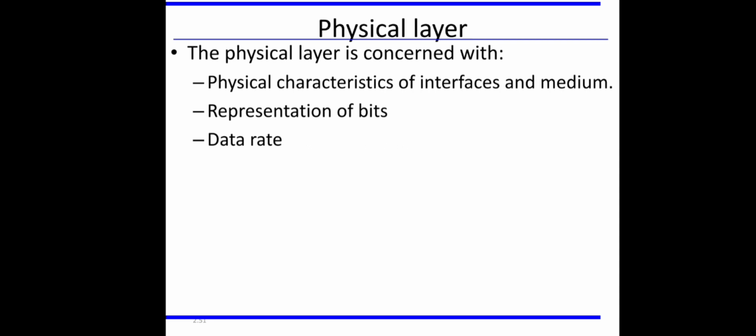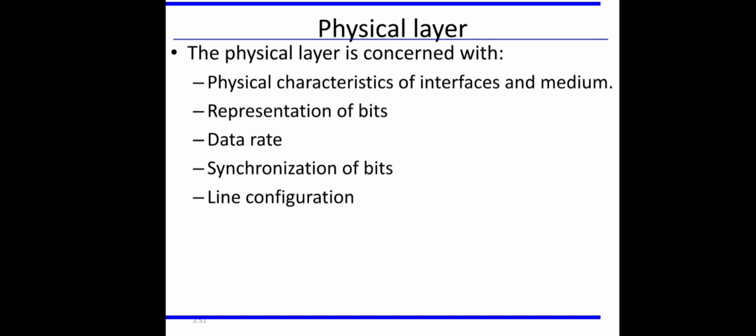How much data, or what is the rate of data that can be transmitted, is also a concern of the physical layer. Then synchronization of bits. Whenever we send a bit, a 1 at the sender, it should be received as a 1 at the receiver, right? There should be coordination or synchronization of clocks between sender and receiver. How this synchronization can be done is also a concern of the physical layer.